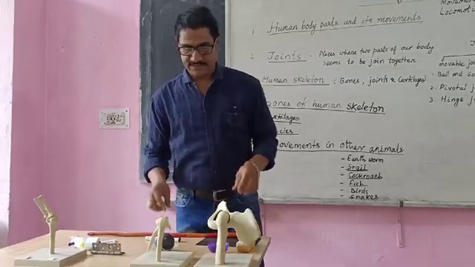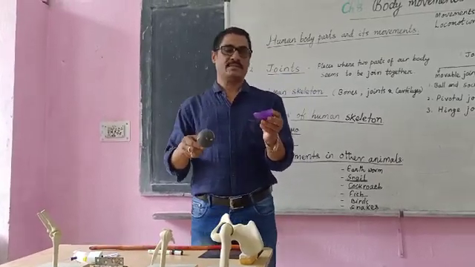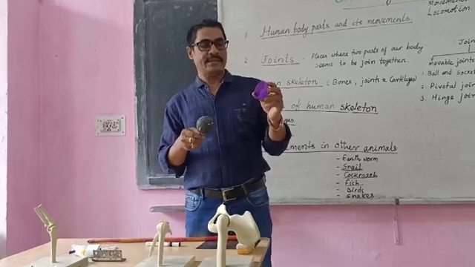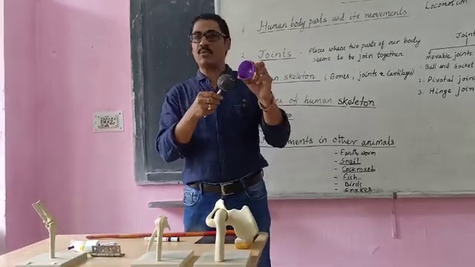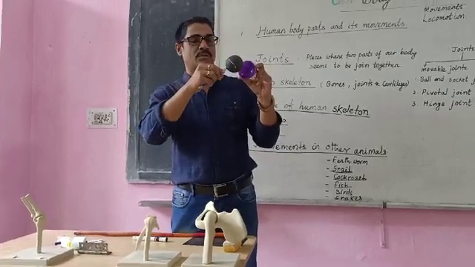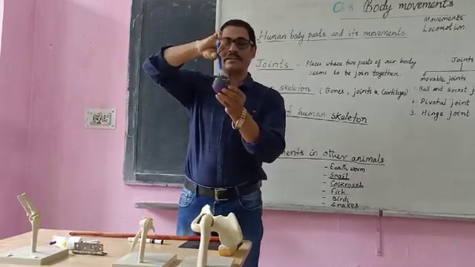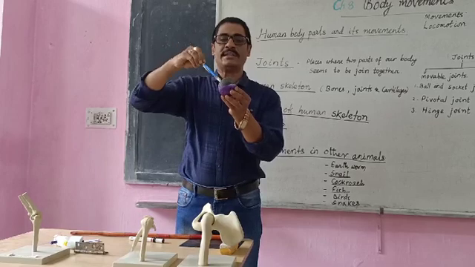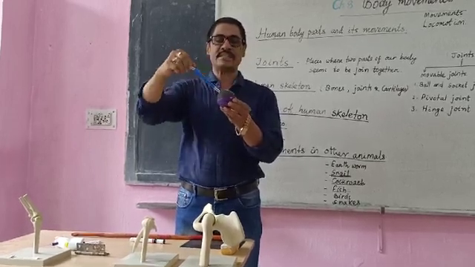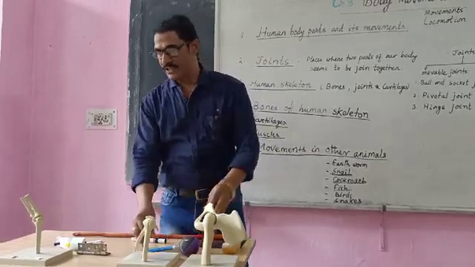How does it work? I have made an activity showing how the ball and socket joint works. A ball and socket joint is a joint in which the rounded end of one bone fits into the cavity of the other. When the rounded end fits into the socket, this allows movement in all directions, that is in 360 degrees. This type of joint is known as a ball and socket joint. Another type of joint is called the hinge joint.